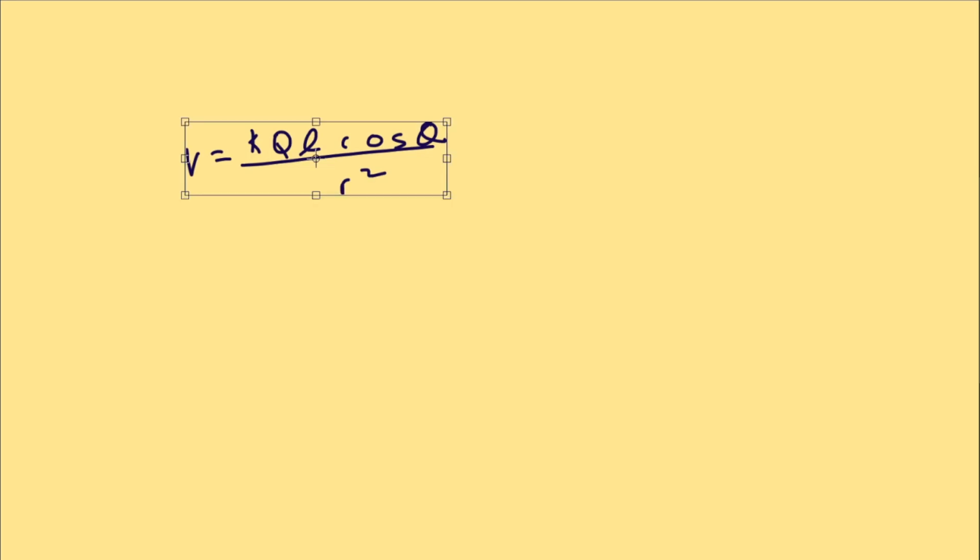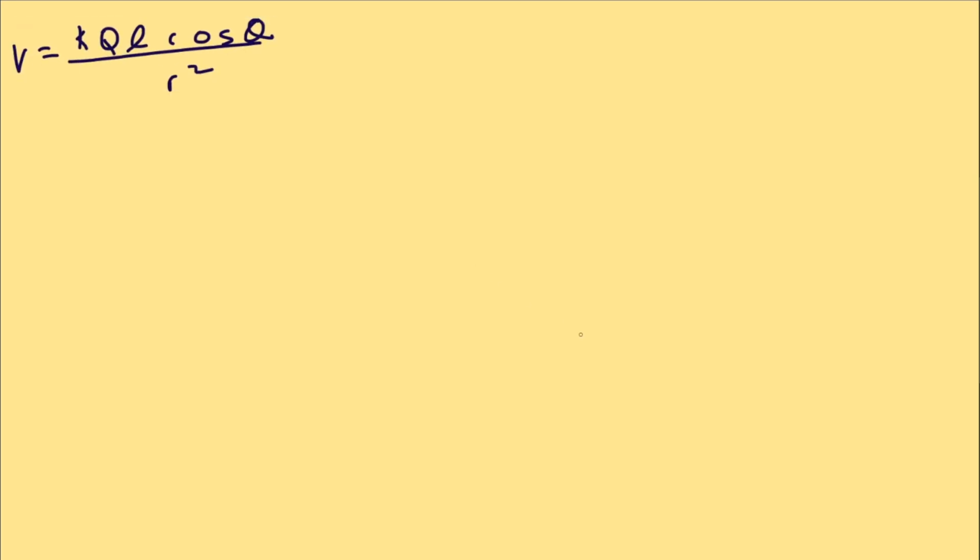And the formula that we're trying to derive is this. V equals K Q L cosine over R squared. That's our goal. We're going to set it up in the corner so that we know what we're looking for. Let's say point P is a certain distance, let's say distance R, from the dipole. With this being our dipole, this is the distance between the charges, and this is the distance from our point to the dipole.